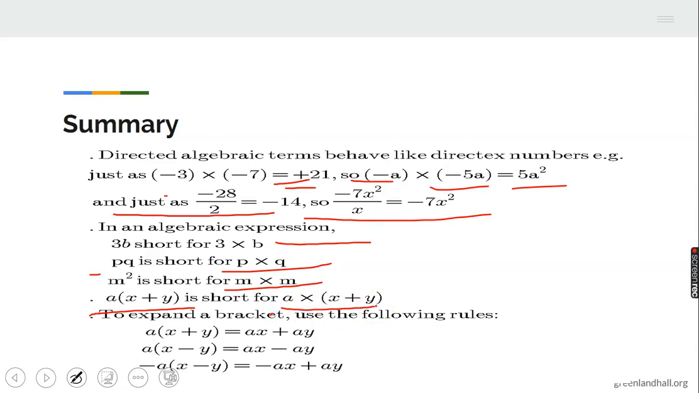When you want to expand a bracket, use the following rules. Just like you can see that when you use a negative multiplier to open a bracket, all the signs inside the bracket will change. You can see x has changed to minus ax and minus y has changed to plus ay. You can see that. That is that on algebraic expressions.